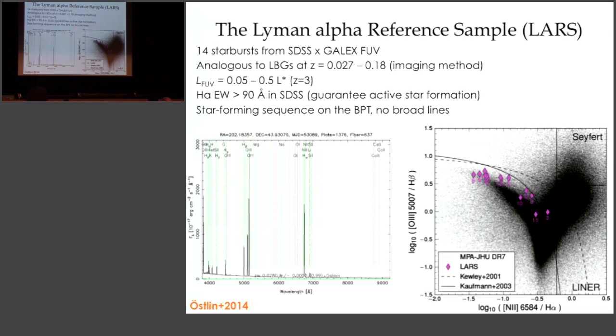We selected galaxies with H-alpha equivalent widths above 90 angstrom. That's to ensure active star formation, to make sure we're not dominated by boring star-forming disks that are not producing a lot of ionizing photons and therefore not producing a lot of Lyman-alpha. This is where they all lie on the BPT diagram. They're all sitting on the star-forming sequence, more or less. We threw out anything that could be an AGN based upon BPT and emission line width diagnostics.